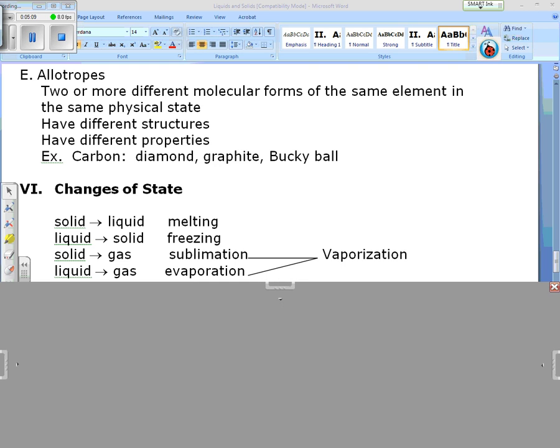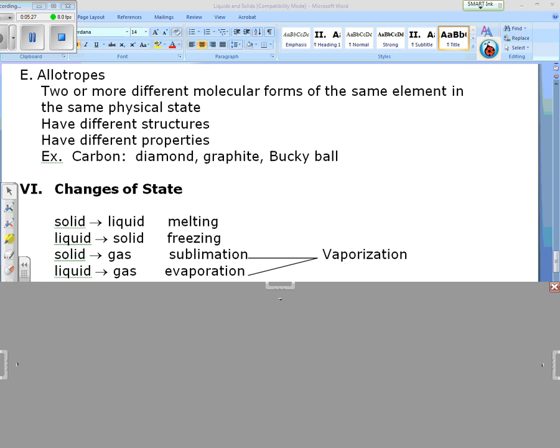Evaporation. Again, both of those are forms of vaporization. Now, I say evaporation there because that can happen at any temperature. At boiling, that's when it has to be at a specific temperature. But evaporation, you can go from a liquid to a gas at any temperature, and it's called evaporation.